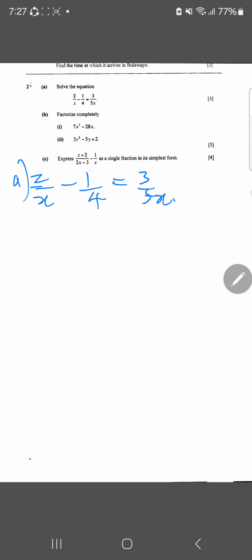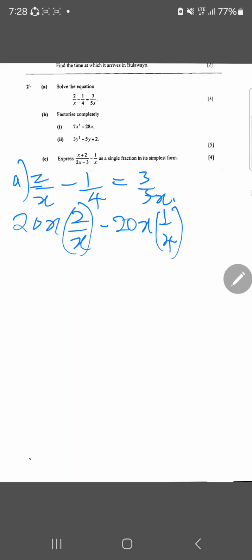The common denominator is the lowest common multiple of the denominators. Here we have algebraic denominators. To find the lowest common multiple, you look at the numbers first. The lowest common multiple of 4 and 5 is 20. Then on the letters, we take the one with the highest power, of which we only have x. So it's 20x times 2 over x minus 20x times 1 over 4 is equals to 20x times 3 over 5x.